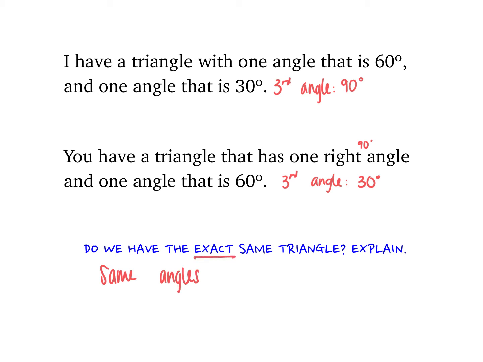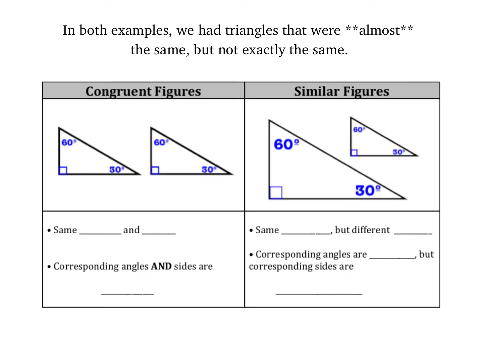Let me draw you a rough picture. Let's say this is mine. Here's my 90, this is my 60, and this is my 30. It's possible for you to have those same angles, but a totally different size. So angles are providing us that it's the same overall shape, but we don't know enough to know if it's the exact same without side lengths involved. So let's explore this concept of kind of the same, but not exactly. The concept of having things almost the same, but not exactly the same, is called similar in math.